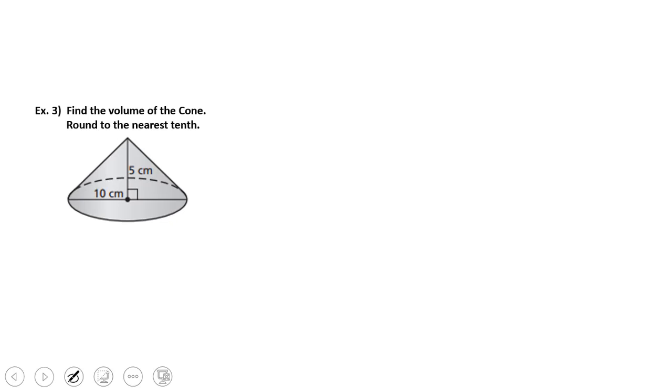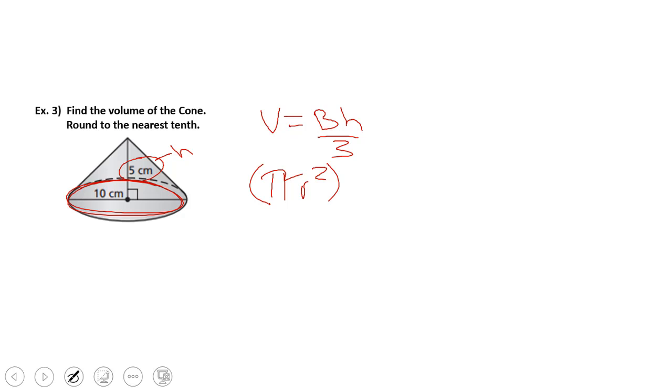Example 3, finding the volume of the cone, rounding to the nearest tenth. Of course, my base for a cone is a circle. We see that the height here is 5. We know that the volume is area of the base times the height divided by 3. We know that the base is a circle, pi times the radius squared times the height, all divided by 3. And then we say, let's put in our essential numbers. We have pi. Now, the radius, we don't have the radius. We look at this circle and they have the distance all the way across. That would be the diameter. So if I divide that diameter by 2, I get the radius is 5.